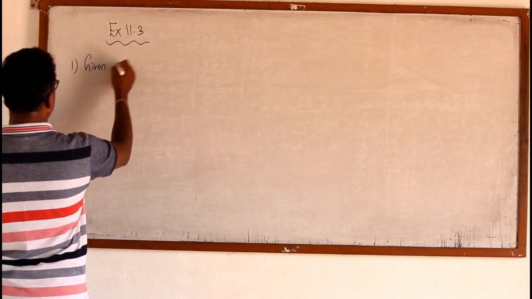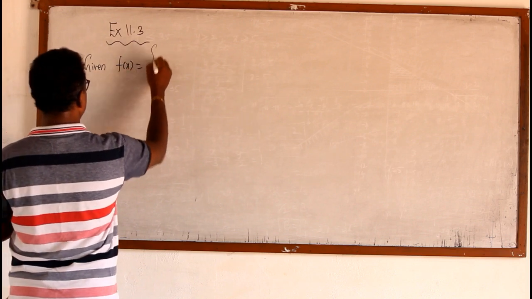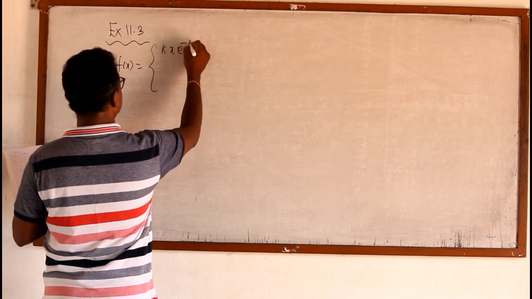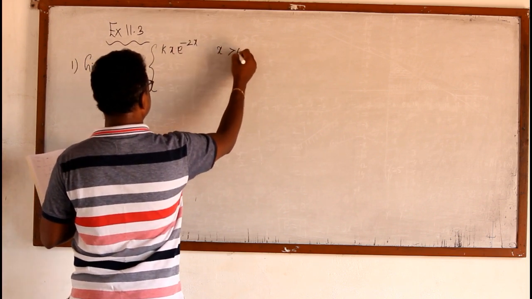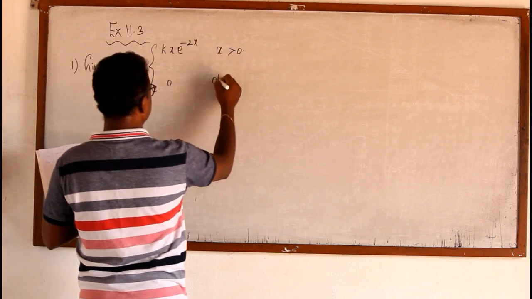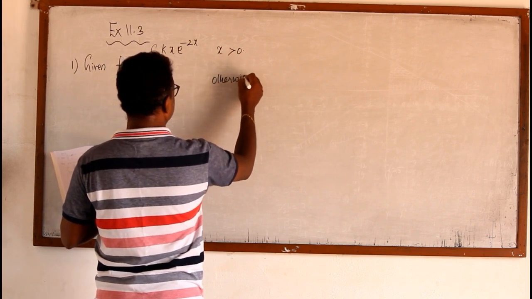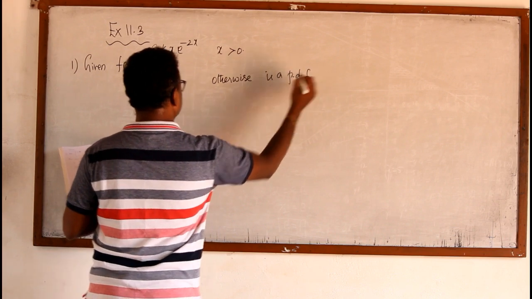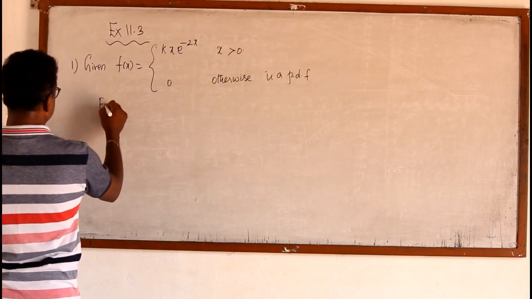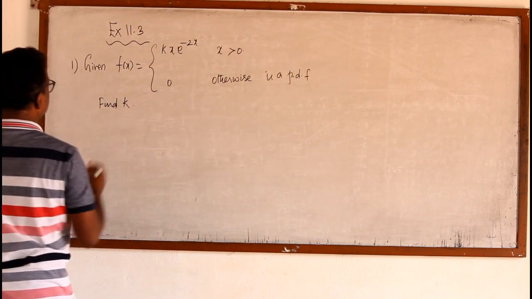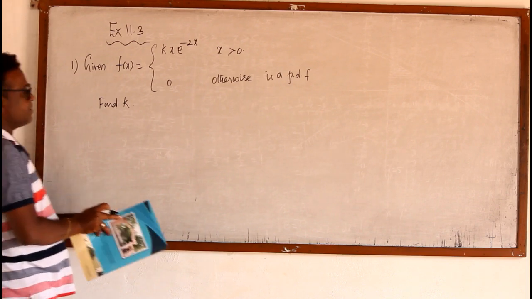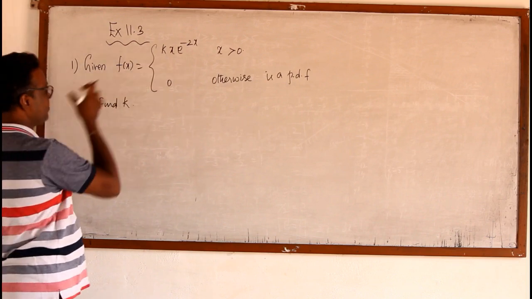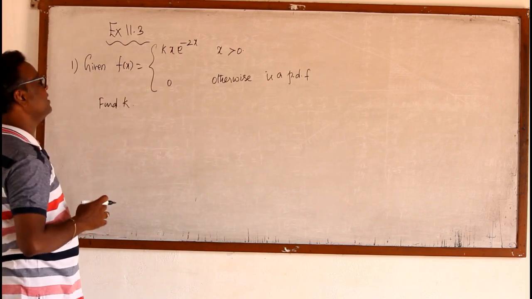Given f of x equal to kx into e power minus 2x for x greater than 0, 0 otherwise, is a PDF. Find k, this is the question. So they give this function as a probability density function, and I have to find out this k. The function is a probability density function.